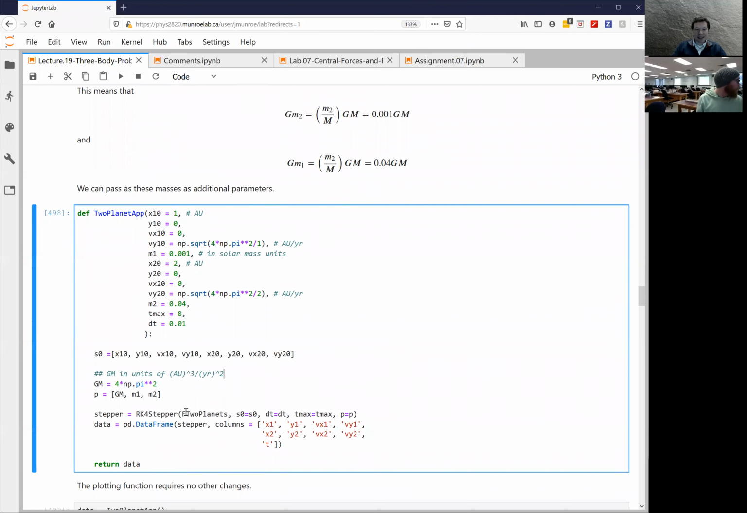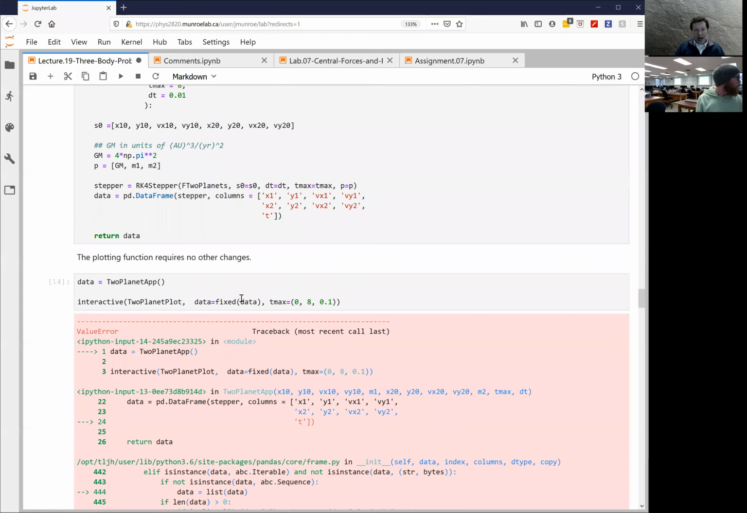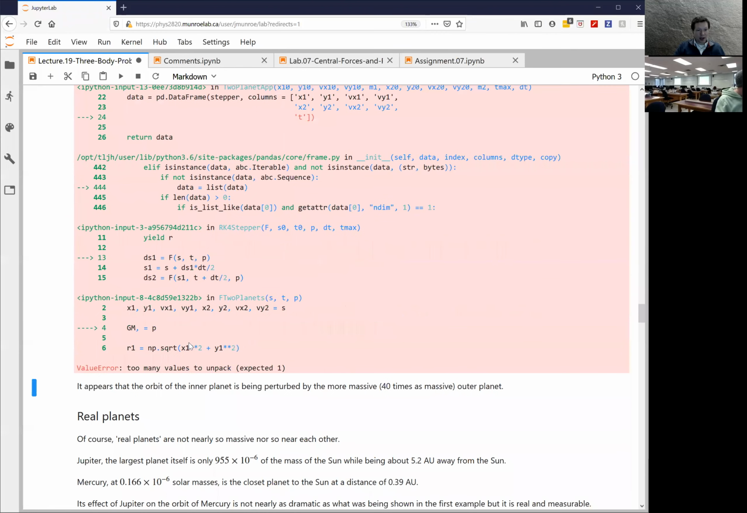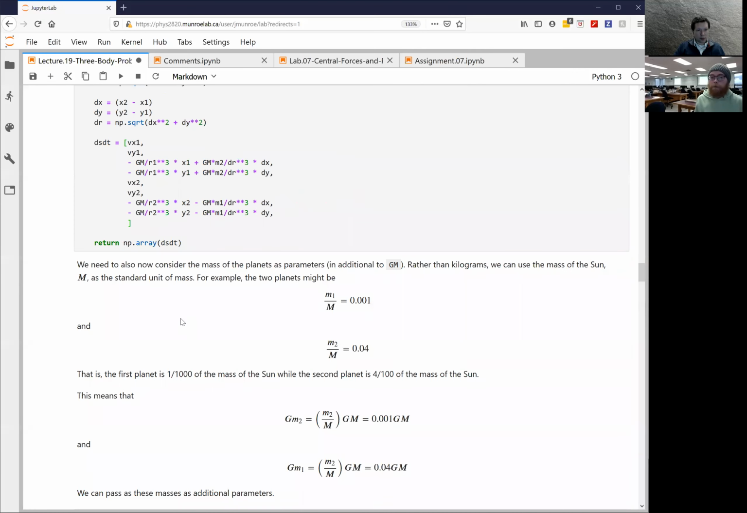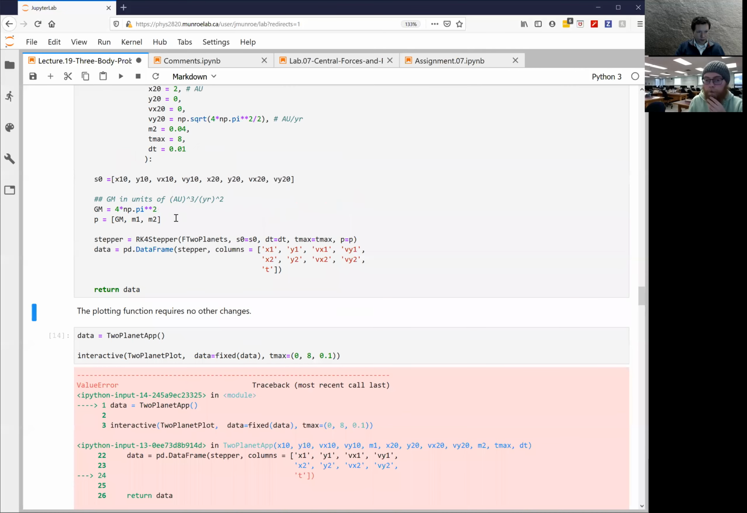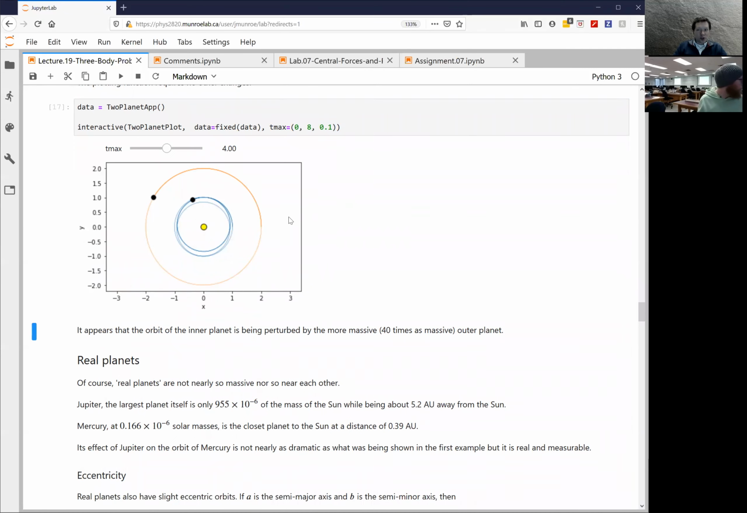So again, we're going to pass in F2 planets into this routine. It's basically exactly the same code. I'm just adding in mass 1 and mass 2. That's the only difference in this code. And now I can take a look and see what happens. And I get an error because I probably didn't run that. Okay, here we go. So this is more interesting.